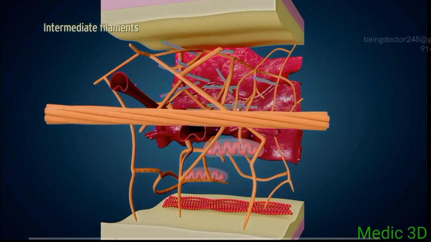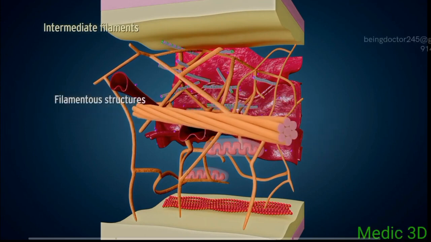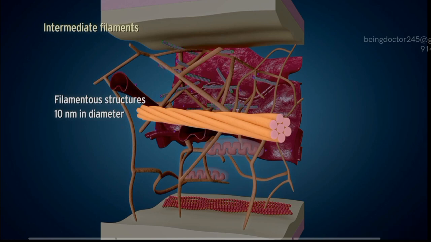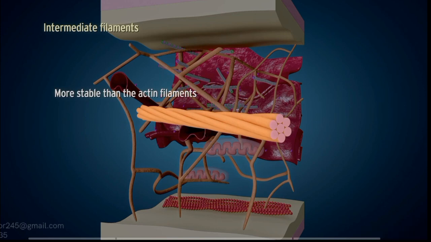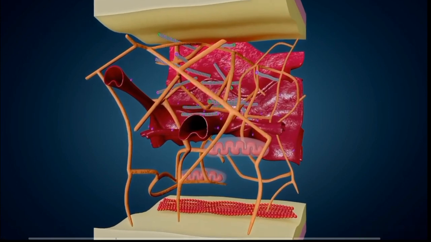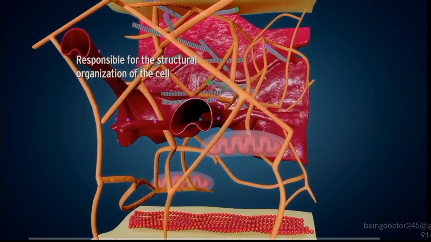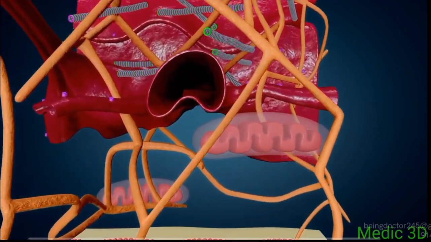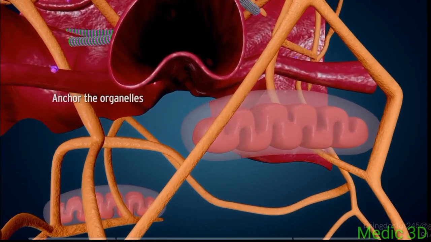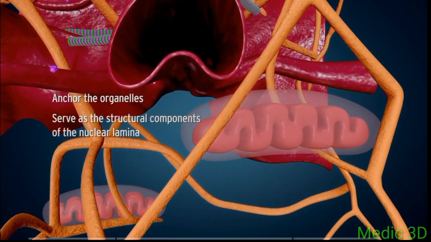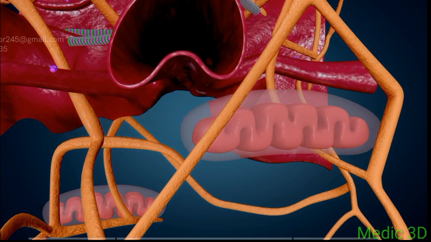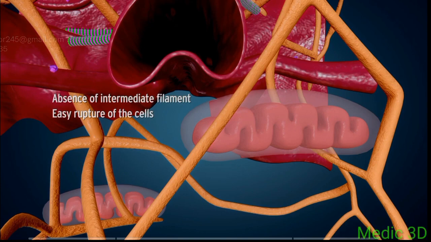Intermediate filaments. Intermediate filaments are filamentous structures around 10 nanometers in diameter. These filaments are considered to be more stable than the actin filaments and are also the heterogeneous constituents of the cytoskeleton. Intermediate filaments are responsible for the structural organization of the cell. They anchor the organelles and also serve as the structural components of the nuclear lamina. The absence of intermediate filaments results in easy rupture of the cells.